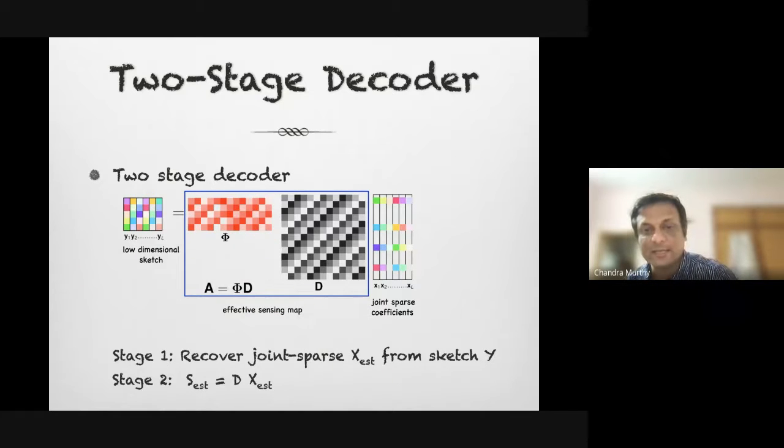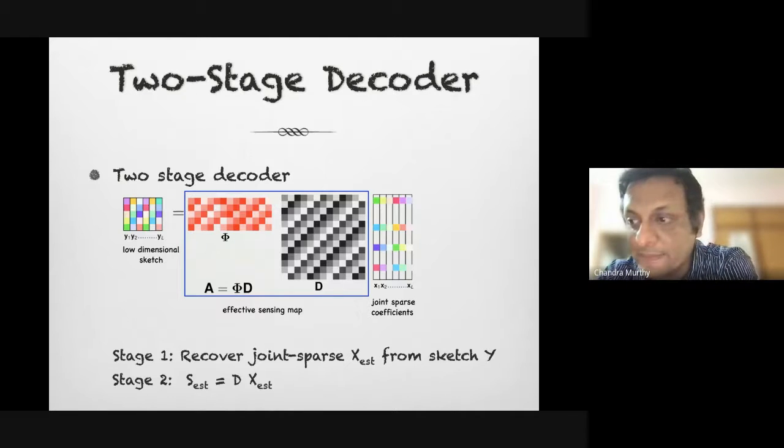And so this suggests a two-stage decoding procedure, where phi times this matrix D becomes your effective sensing measurement matrix A. Once we know phi and D, we can compute phi times D and then solve for X1 through XL using a joint sparse recovery algorithm, which I haven't yet discussed. And then once you've solved for X_S, you just compute D times X_S to get an estimate of S.